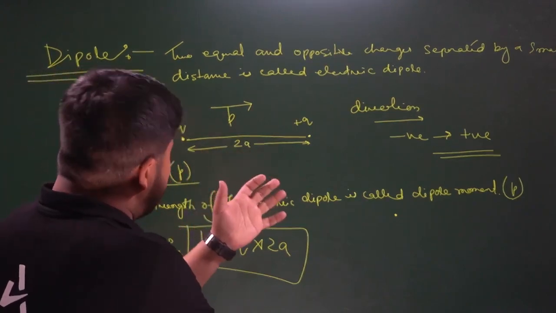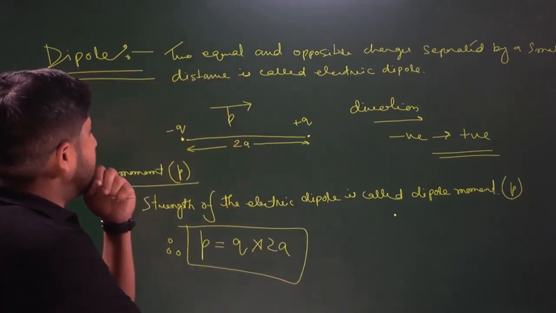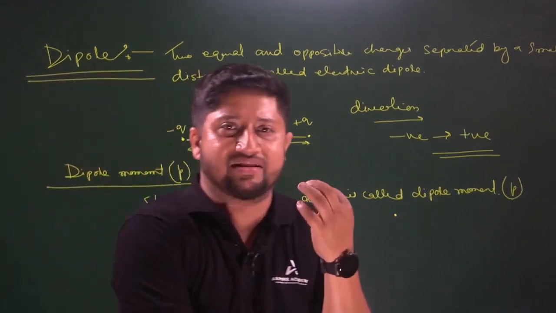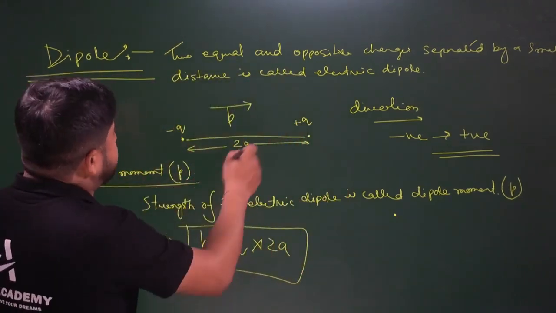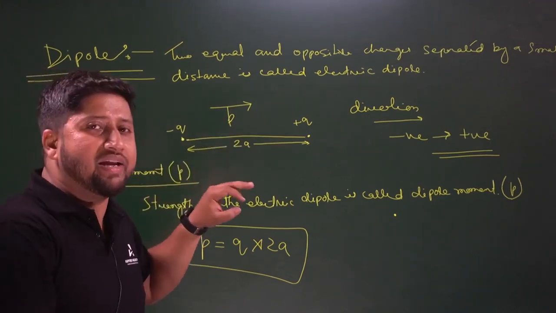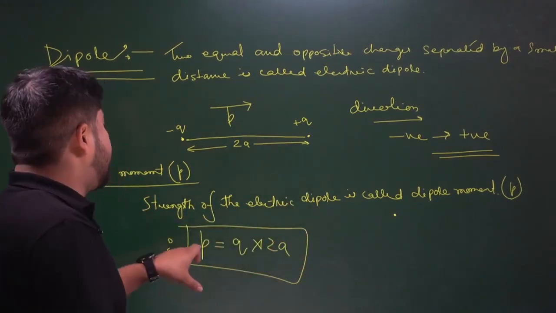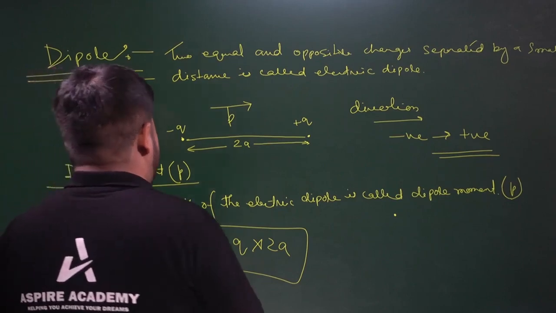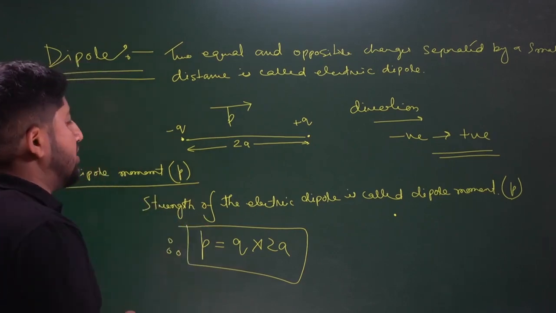First of all, we have to know what a dipole is. Dipole means two equal and opposite charges separated by a very small distance. The dipole has some strength, and this strength is called the dipole moment. This is the diagrammatic representation of the electric dipole, and p represents the dipole moment. Mathematically, p is equal to q into twice a.